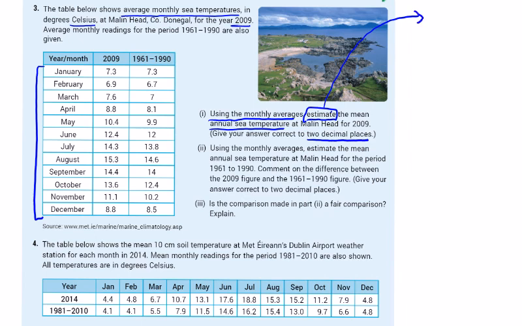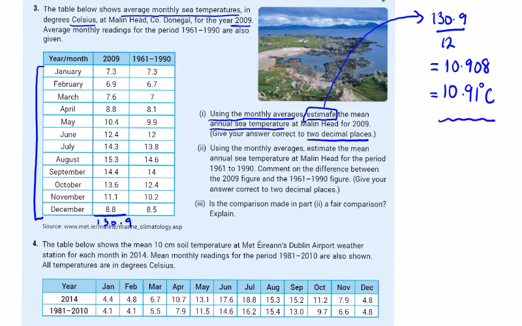So if we add all of these up and divide by 12, 130.9 is what I'm getting. So 130.9 divided by 12. The average sea temperature being 10.90833, is it? 10.908. 2 decimal places, 10.91 degrees Celsius.